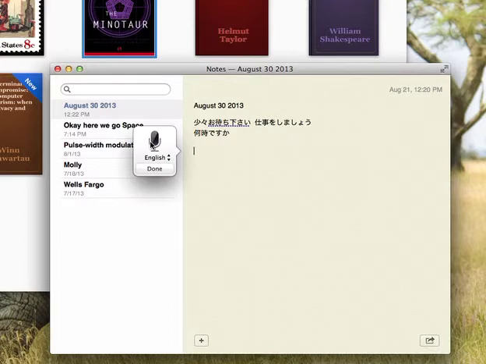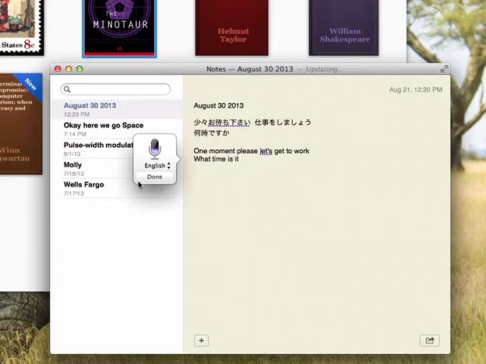Now we're selecting a different language. One moment, please. Let's get to work. What time is it? Impressive, very impressive.